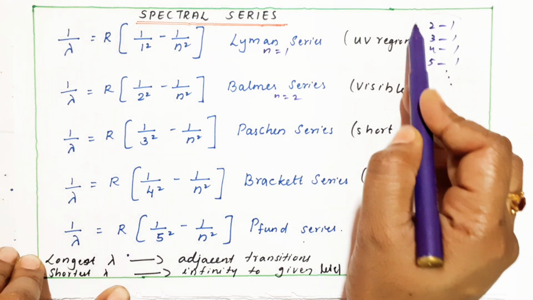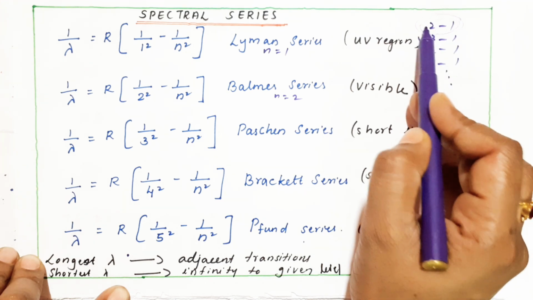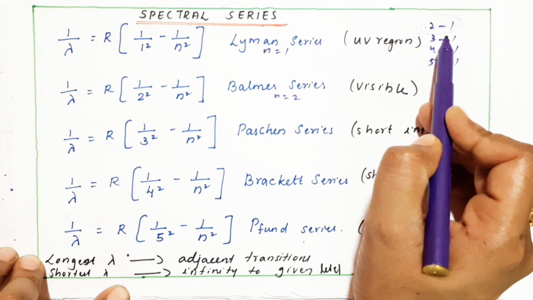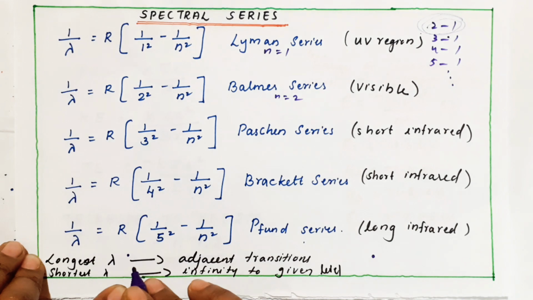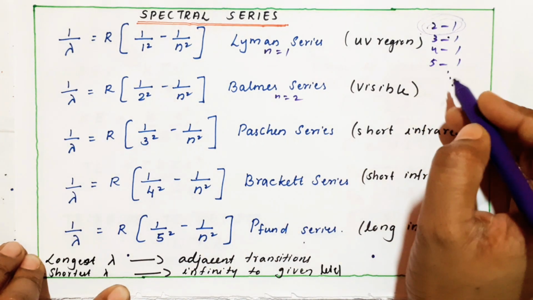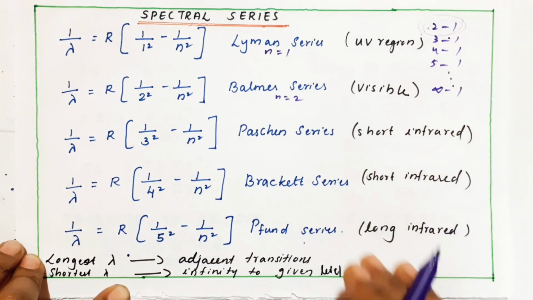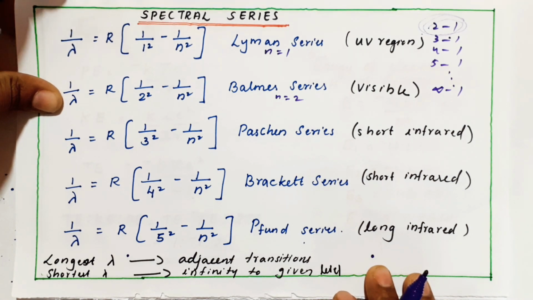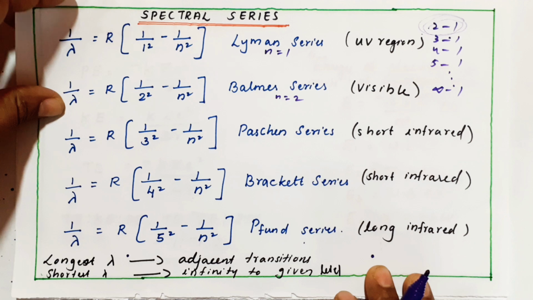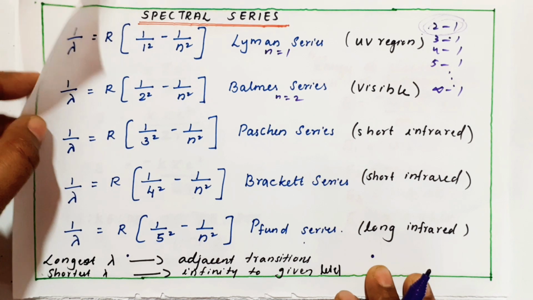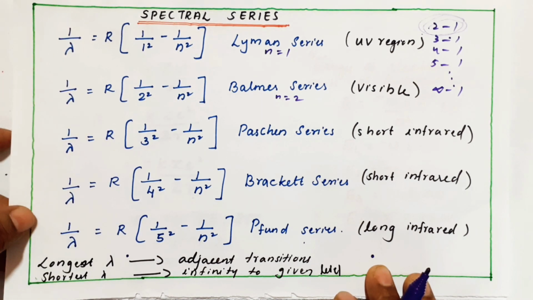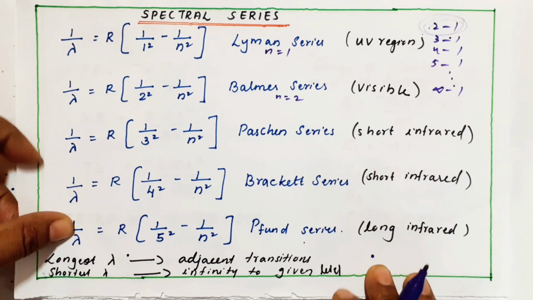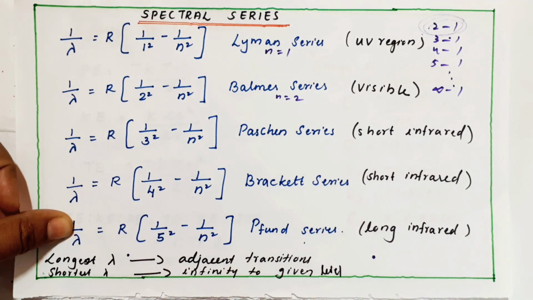So the adjacent transition, from the second level to the first level, when it jumps, the wavelength will be the longest. But when it jumps from infinity to the first level, the wavelength will be the shortest. Remember this very important thing: adjacent transition gives the longer wavelength, and the far transition gives the shortest wavelength. Clear? So the question from this, they can ask in which region it lies or which series it may be.